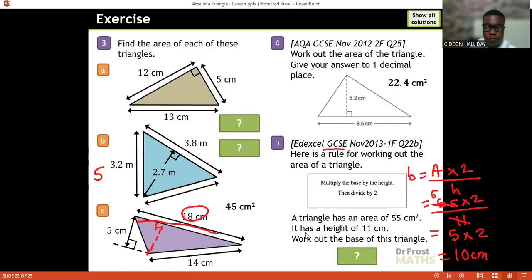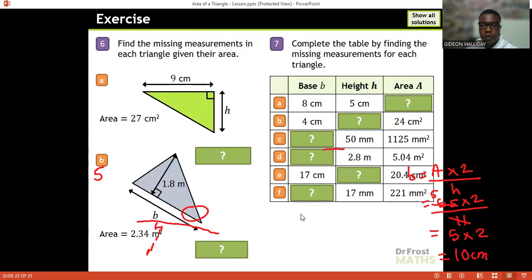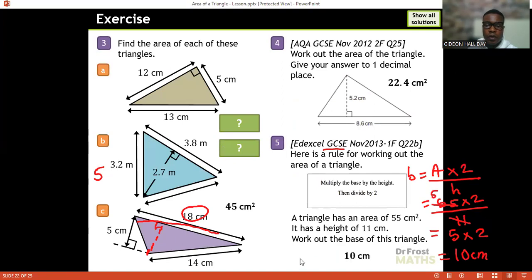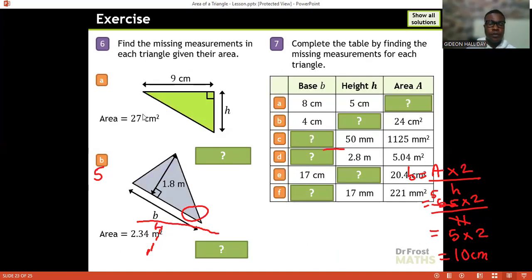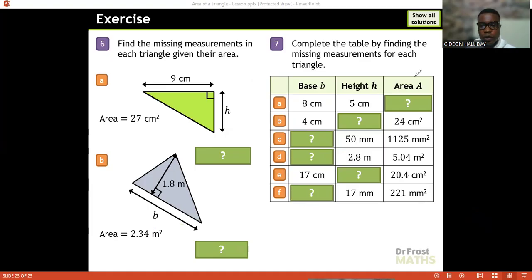Oh, let's reveal the answer. Oopsie. All right, 10 centimeters. We may not have the time to do the one on the right, but let's do these ones on the left. You can copy the table, right? And then work it out by yourself. You can find a partner. You can work it out together.